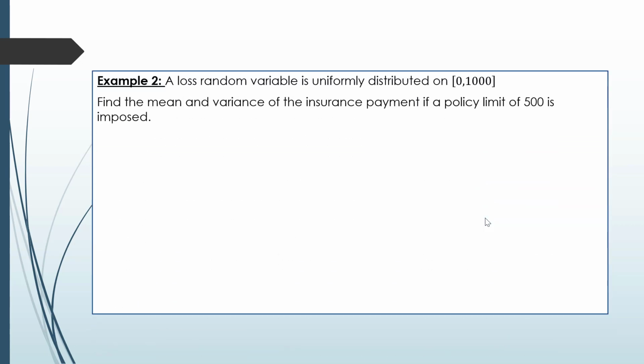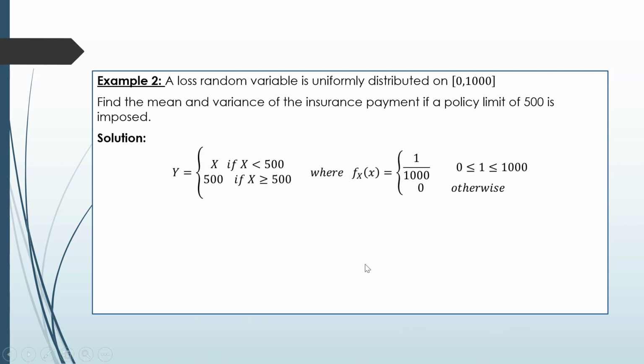Example: a loss random variable is uniformly distributed on 0 to 1,000. Find the mean and the variance of the insurance payment if a policy limit of 500 is imposed. Here, first we set up the distribution of the payment. Y is the amount of payment paid by the insurer to the policyholder. So Y is X if X is less than the policy limit of 500. And if the loss is greater than or equal to 500, the insurer will pay 500.